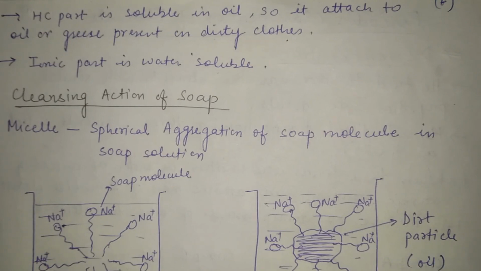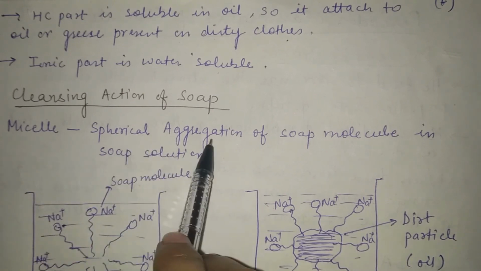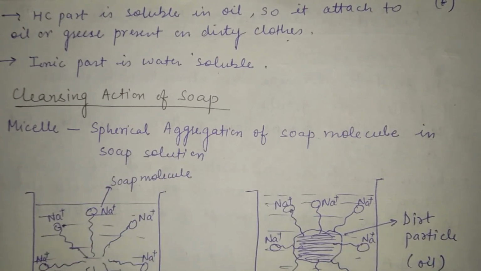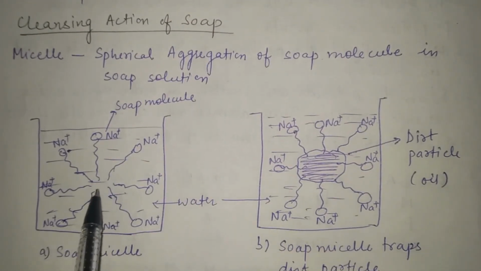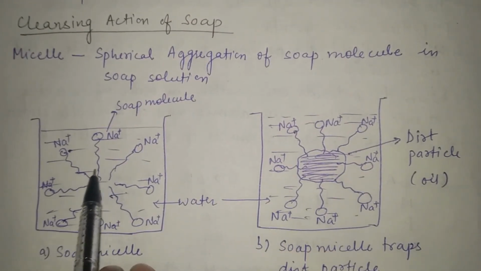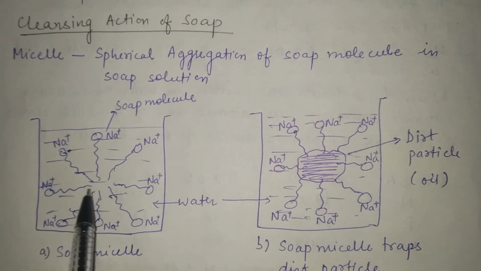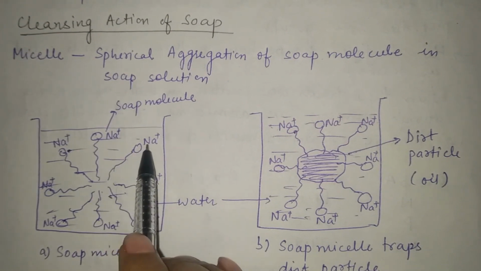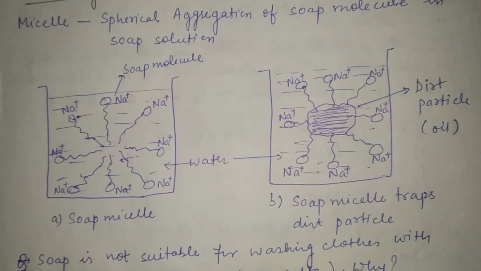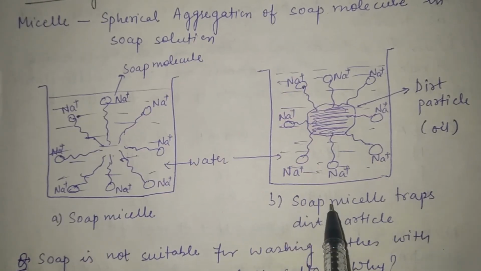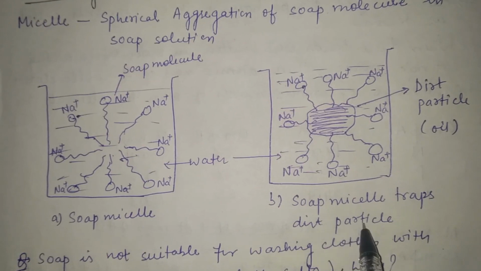When soap is dissolved in water, it forms micelles. So what are micelles? Micelles are the spherical aggregation of soap molecules in soap solution. Here is the diagram. When soap is dissolved in water, its hydrophobic end is directed towards the center, whereas the hydrophilic end is directed outwards. So this is how soap micelles trap dirt particles.